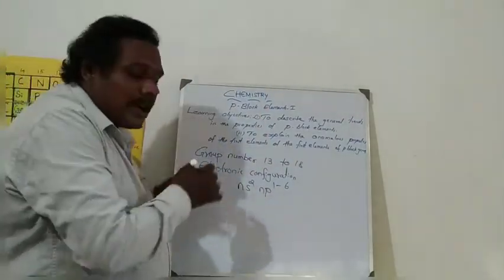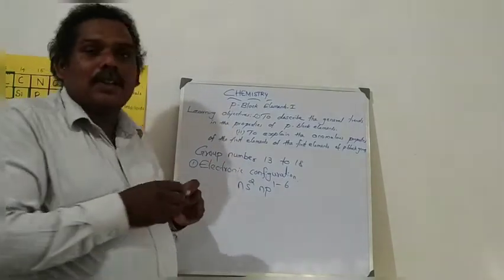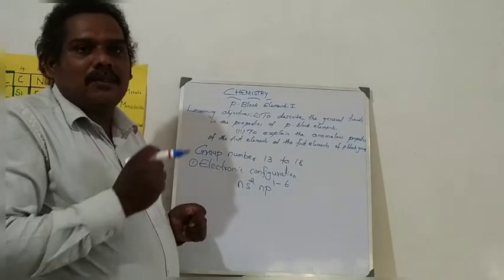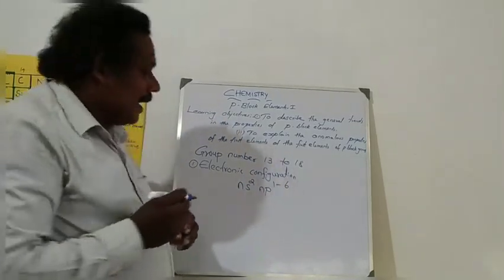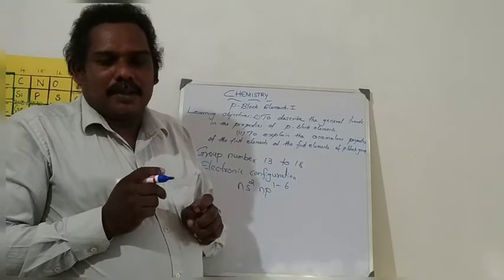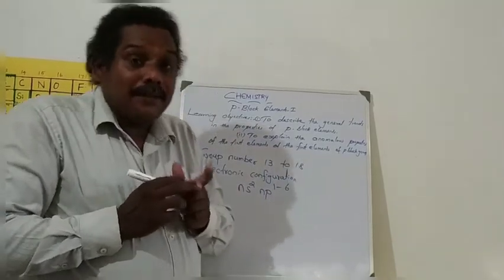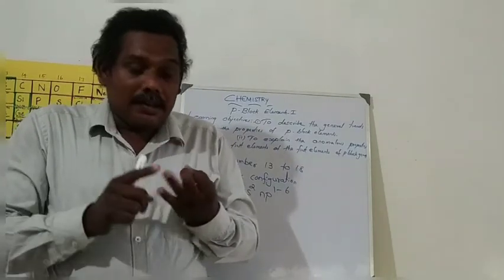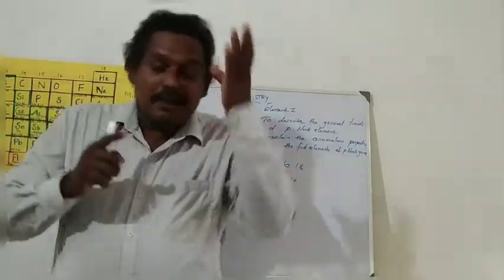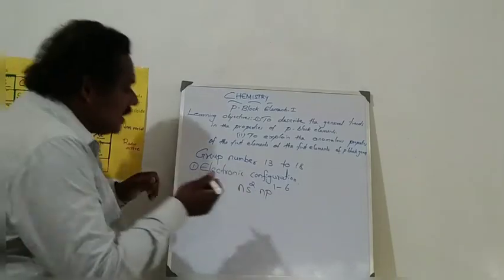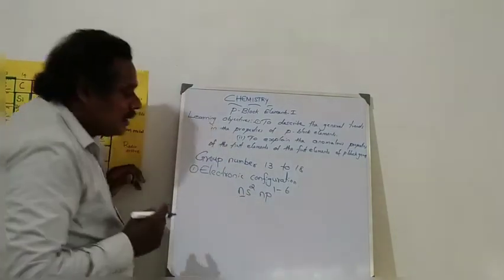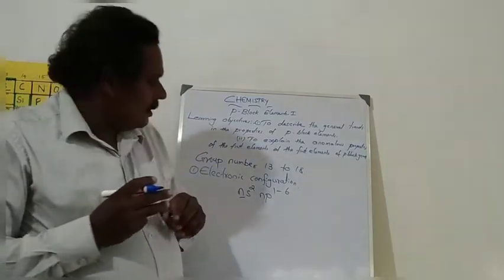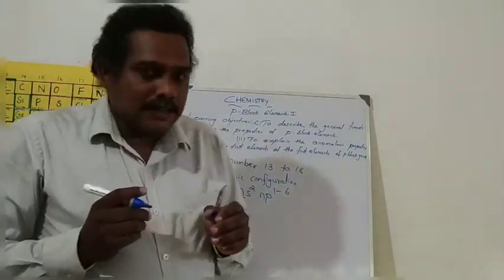Each group has a similar electronic configuration, but it differs in the value of n. What is the meaning of n? n means the principal quantum number. Quantum numbers are of 4 types: principal quantum number, azimuthal quantum number, magnetic quantum number, and spin quantum number. Here, n refers to the principal quantum number.